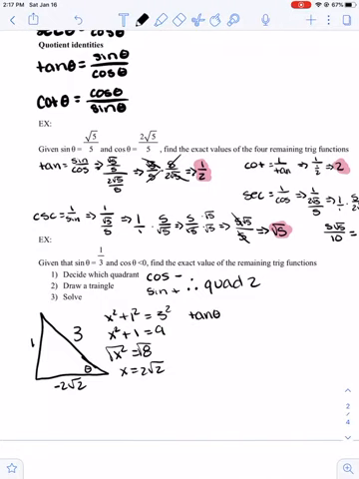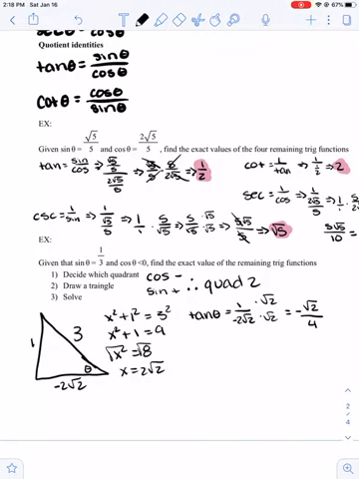So for tan theta, the opposite is 1. And the adjacent is negative 2 square root 2. Again, can't have the radical on the bottom, so I'm going to multiply the top and bottom by the radical. And I'll get that this equals negative square root 2 over 4. And then we can't simplify it, so that's what tangent equals.